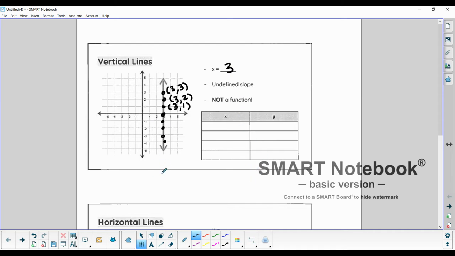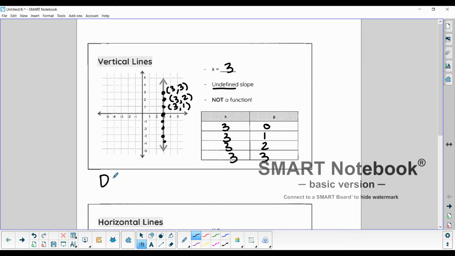Because it's a vertical line, and we'll talk more about this later, its slope is undefined. And because of the vertical line test, if I were to draw a line, each input would not have its own output, right? 3 has many different outputs: (3, 3), (3, 2), (3, 1). So this is not a function. So we'll just say (3, 0), (3, 1), (3, 2), (3, 3).